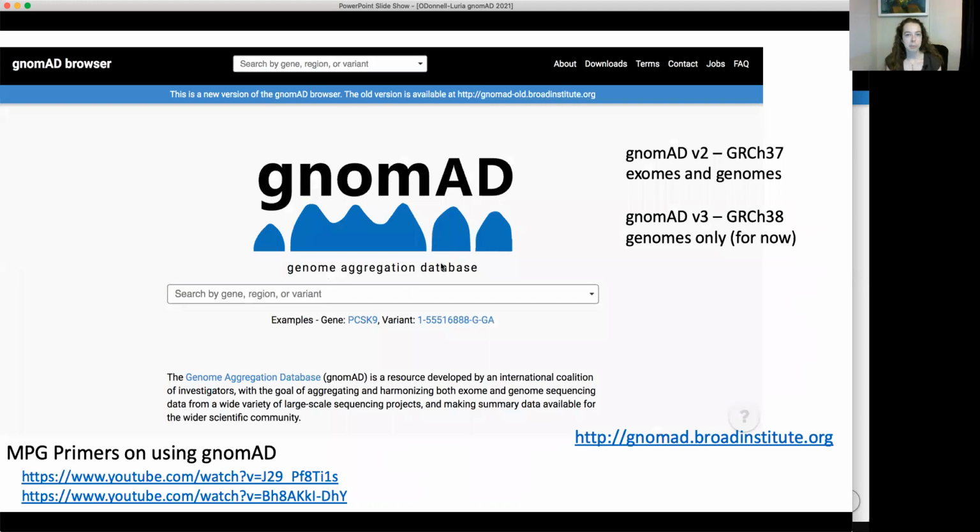So this is the landing page of the gnomAD website. Anyone can go and access it at gnomad.broadinstitute.org. Again, I'm going to show you a number of features on gnomAD v2, which is currently the largest data set, on H337, and we'll mention a few features on gnomAD v3, which is on H338 and only contains genomes for now, but there is a plan to expand this to exomes in the near-ish future.